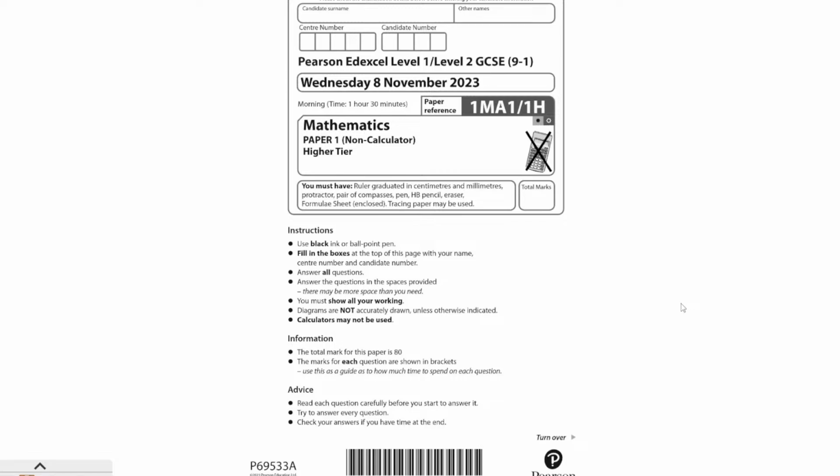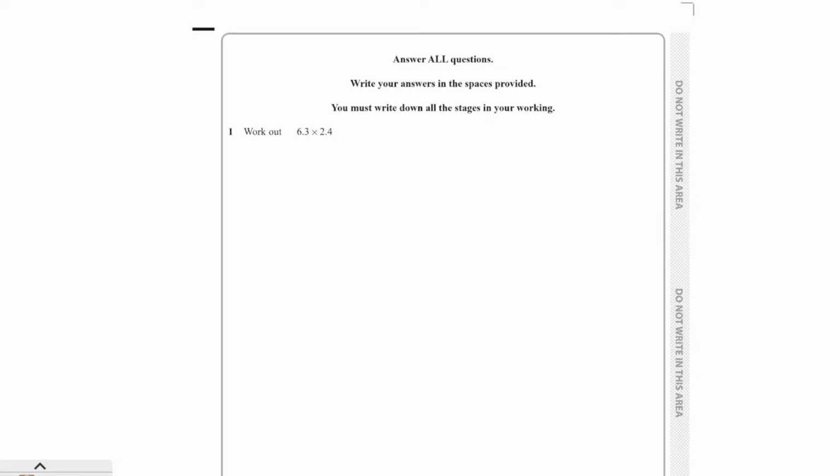Today's video is on the Paper 1 Higher Tier Edexcel November 2023. So this is a non-calculator paper, and so therefore we're just going to go through it without any calculators at all.